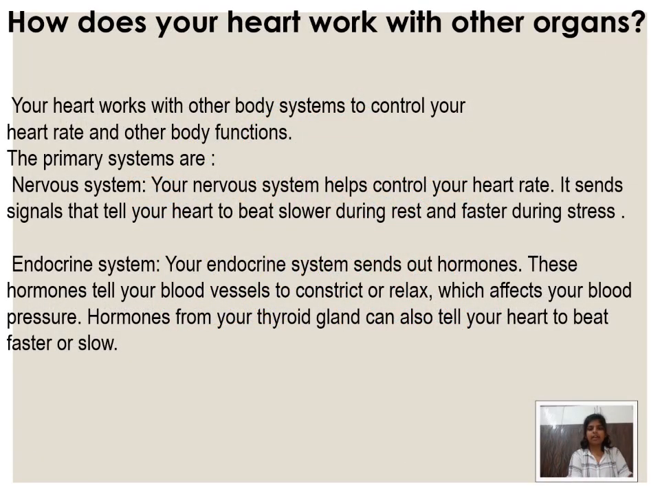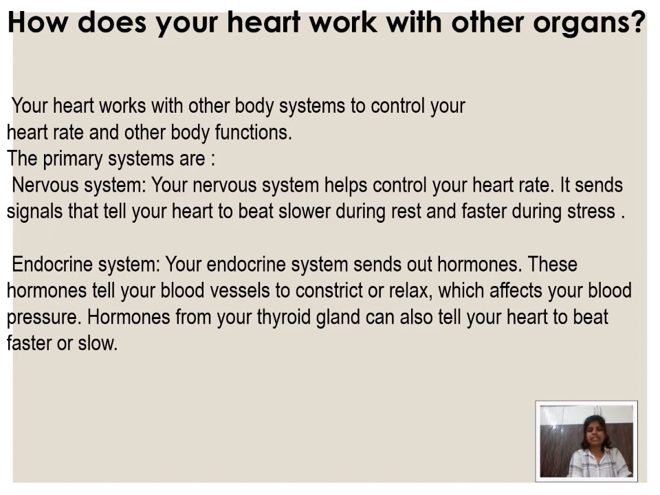How does our heart work with other organs? Our heart works with other body systems to control our heart rate and other body functions. The primary systems are the nervous system and the endocrine system. The nervous system helps control our heart rate. It sends signals that tell our heart to beat slower during rest and faster during stress.